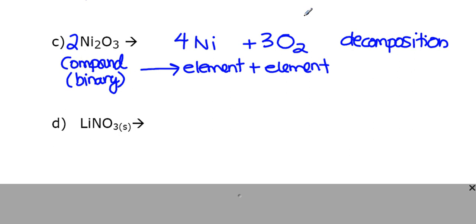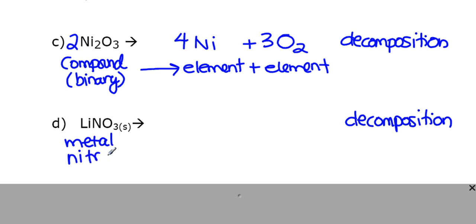Next example, again, I've got 1 reactant. 1 reactant leads me to believe this is decomposition. But it's a little bit different here. This one fits into one of the categories we've looked at. Lithium is a metal, and the other ion is a nitrate. So then I want to think, well, what's the pattern that we learned when metal nitrates decompose?